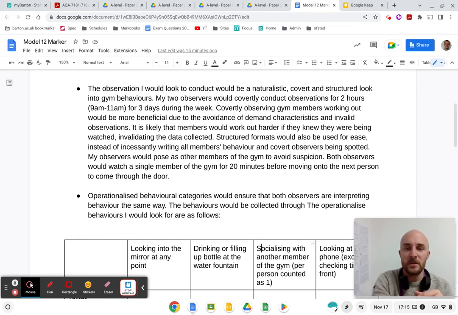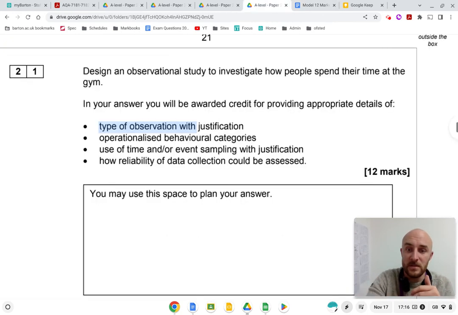Right, the observation I would use would be a naturalistic, covert, structured look. My two observers would be covertly conducting observations for 2 hours, and I've given the time. Now, I've given the time, that's made it a bit more replicable. Three days during the week, make it replicable. But I need, why? What? Remember, what was the last word?